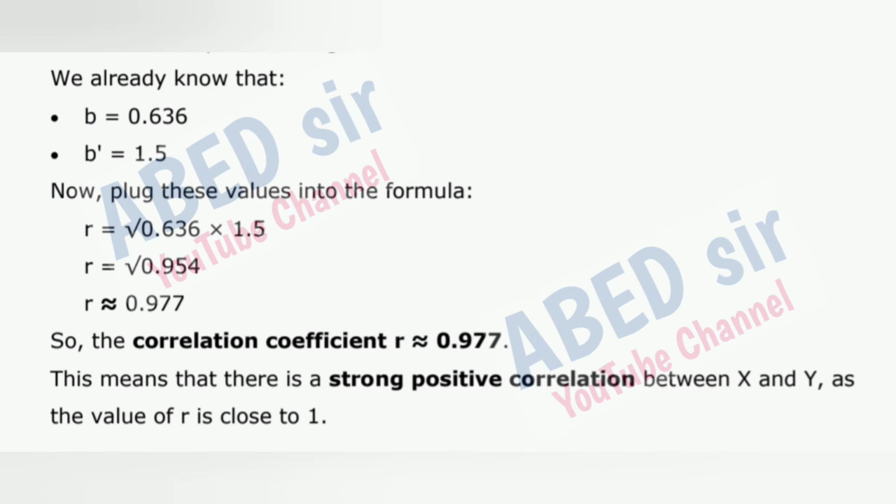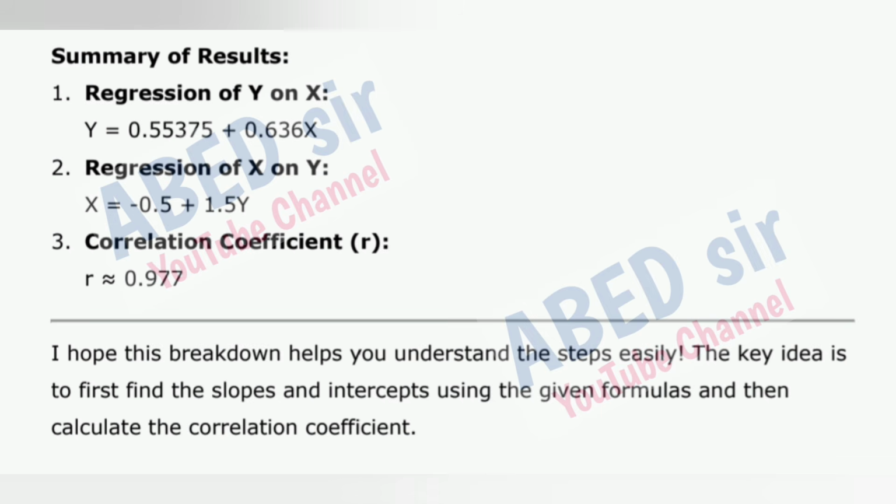r is approximately 0.977. So, the correlation coefficient r is 0.977. This means that there is a strong positive correlation between x and y, as the value of r is close to 1.